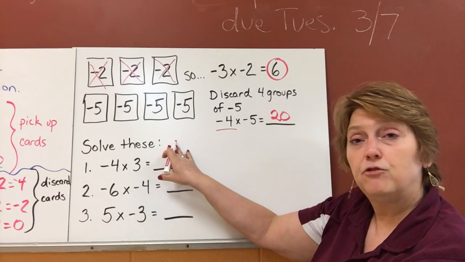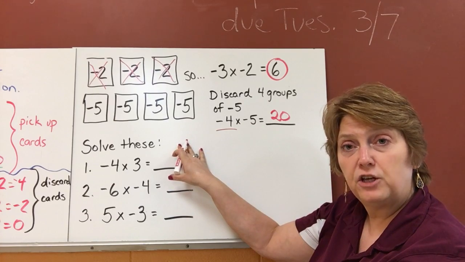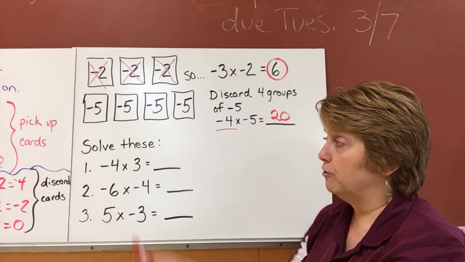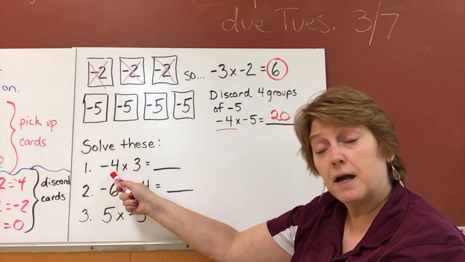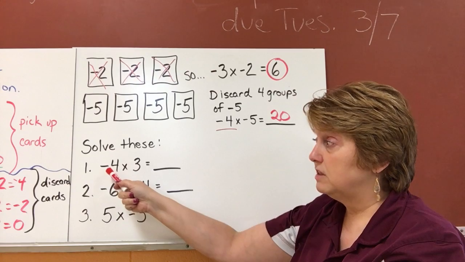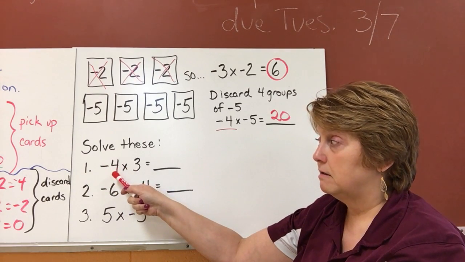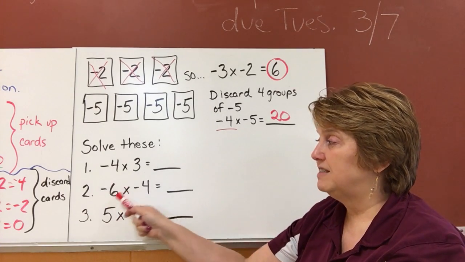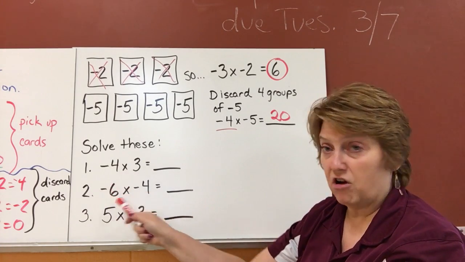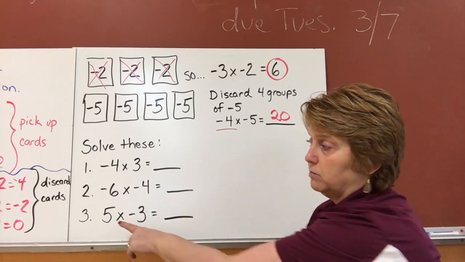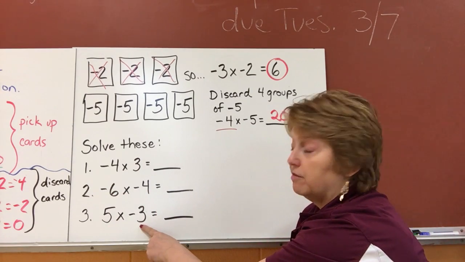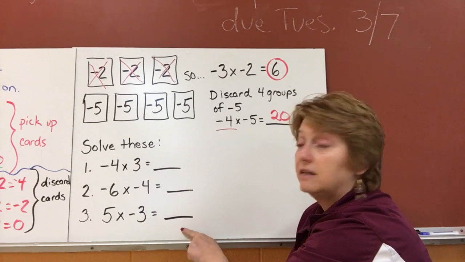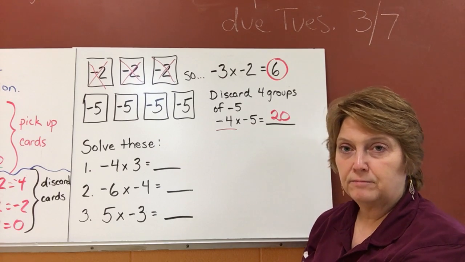Okay, so let me have you try these. Pause your video for a minute, and let's see if you can do this. So the first number would be whether you're going to pick up the card or discard the card. So this says you're discarding 4 groups of 3. This one says you're discarding 6 cards of -4. And this one says you're picking up 3 cards of -3. You're picking up 5 cards of -3. Okay, let's see if you can get that.